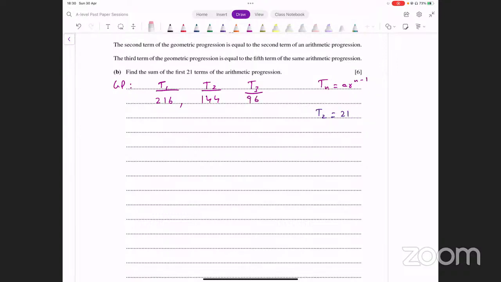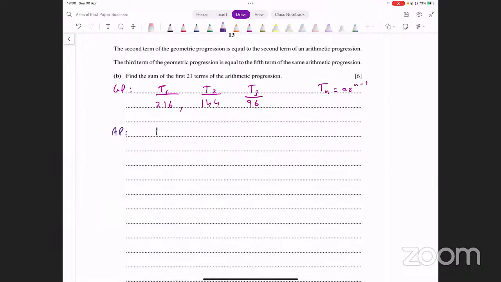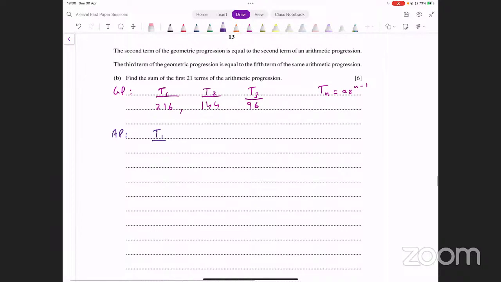Okay, ये फिगर आउट कर ली। अब देखते हैं AP। AP के साथ क्या कनेक्शन है इसका? AP की फर्स्ट टर्म हमें नहीं पता, वो हमें फाइंड करनी है, ठीक है। और हमें कौन सी टर्म चाहिए एपी की? सेकंड टर्म ऑफ द जीपी इज इक्वल टू द सेकंड टर्म ऑफ द एपी। तो एपी की सेकंड टर्म चाहिए, और फिर उसने कहा थर्ड टर्म ऑफ द जीपी इज इक्वल टू द फिफ्थ टर्म ऑफ द एपी। तो एपी की हमें फिफ्थ टर्म चाहिए। नाउ व्हाट्स द फर्स्ट टर्म? इसको हम a कह लेते हैं। We don't know what that is, we have to figure that out.